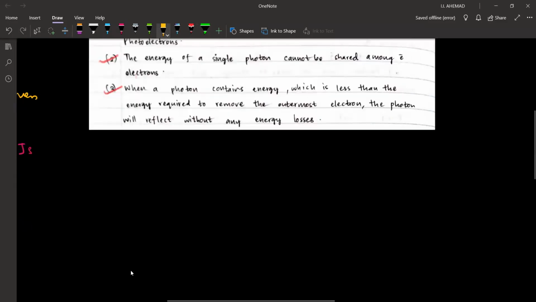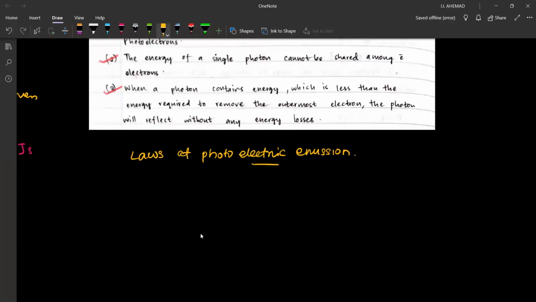Okay, next let's look at the laws of photoelectric emission. Laws of photoelectric emission. First, let us understand that in simple. After, we can note it down.